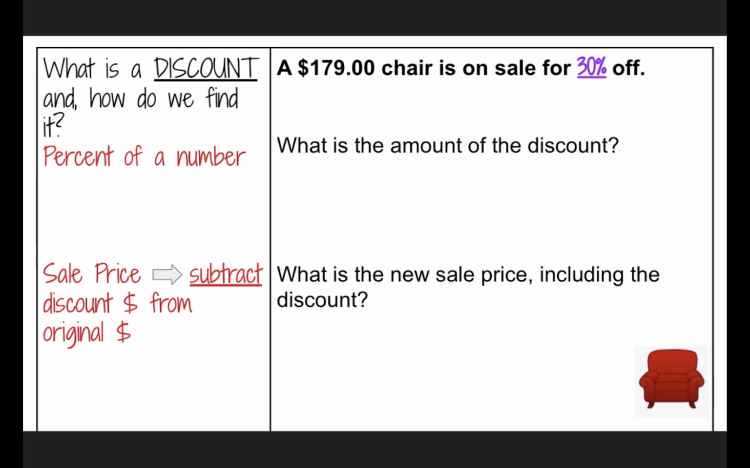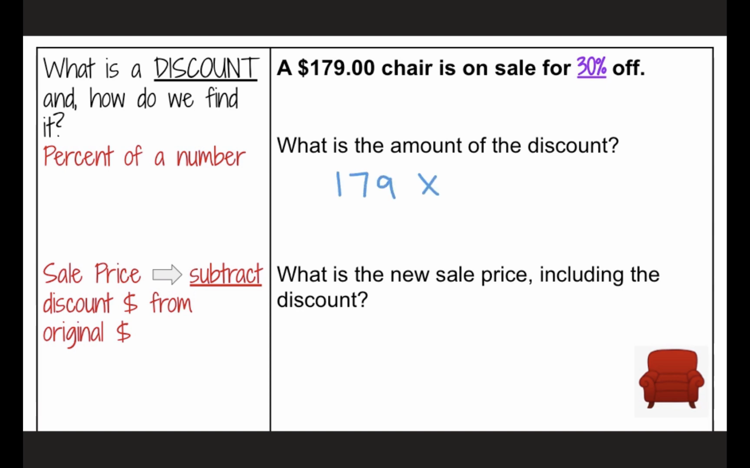Let's look at the first example in our notes. A $179 chair is on sale for 30% off. What is the amount of the discount? How do we find the value of the discount? Well, it's like taking a percent of a number when your discount is in that percentage form. We know that the discount is 30% of the original cost. So let's calculate that discount right there.